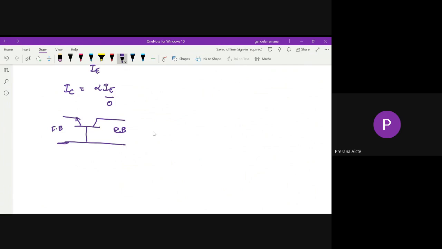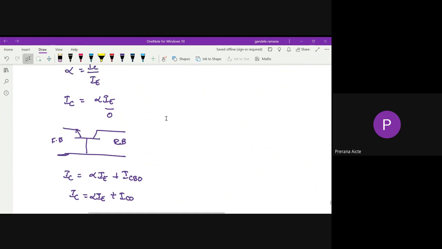So at that time, what is the IC current equation? IC is equal to alpha IE plus ICBO. Here ICBO is the collector to base current with emitter open, in reverse bias. We can also write it as alpha IE plus ICO, because it is the current due to reverse saturation, from thermally generated carriers. That's why we are able to write ICBO is equal to ICO.